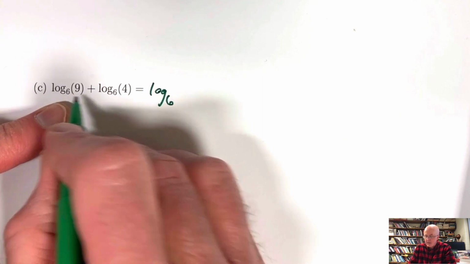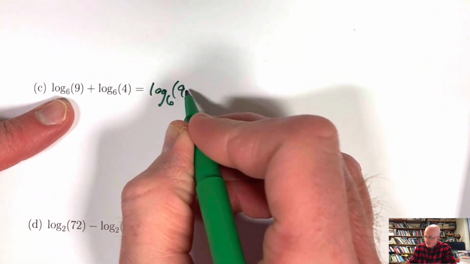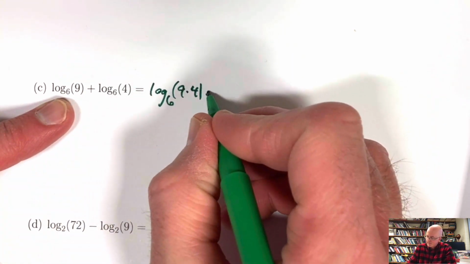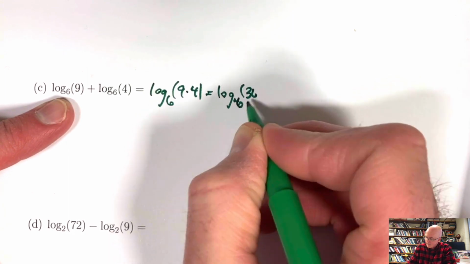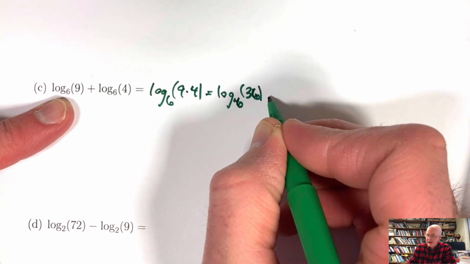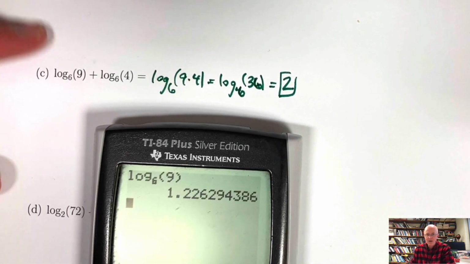I've got the sum of two logs with the same base. That's the log of their product. Usually we use this property in the other direction, but here we're using it in this direction. And 9 times 4 is 36. What number do I need to raise 6 to get 36? I need to raise it to the 2nd power. The answer is 2.